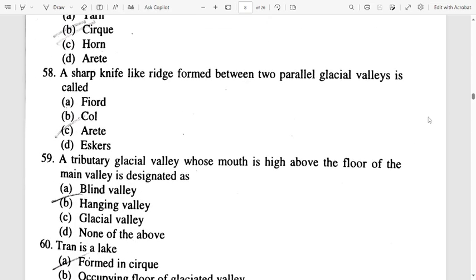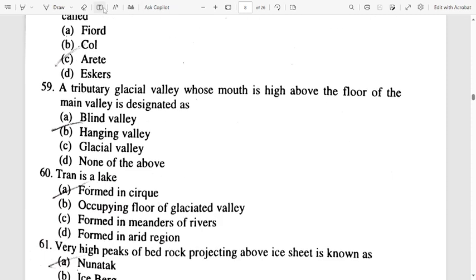A sharp knife ridge-like ridge formed between two parallel glacial valleys is arete. A tributary glacial valley whose mouth is high above the floor of the main valley is designated as hanging valley. Okay, this is Tarn, not Tran. This is Tarn. Tarn is a lake formed in sark. Tarn.